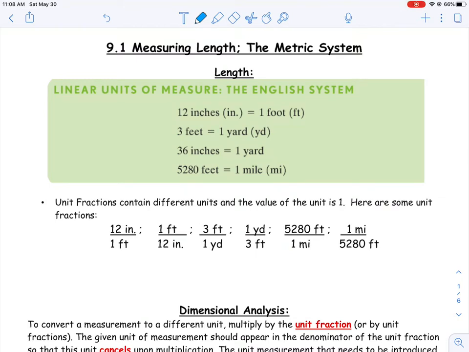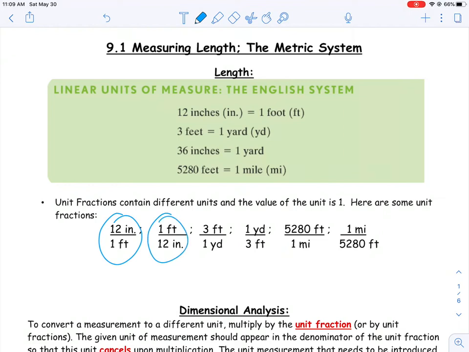All right, so here's 9.1. We're going to talk about length in this section and talk about converting back and forth between the English system and the metric system, or converting even within each of those systems. And so when we're talking about length or distance, in our English system, we normally use the units inches or feet or yards or miles, right? And so if we are given one unit and we need to convert it into a different unit, what we can actually use is what we call a unit fraction.